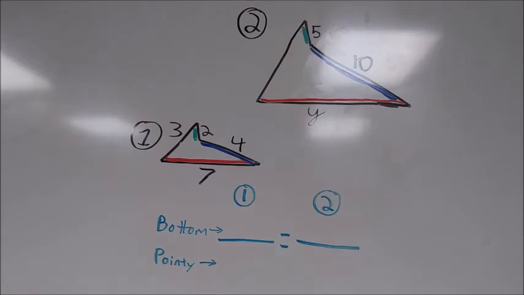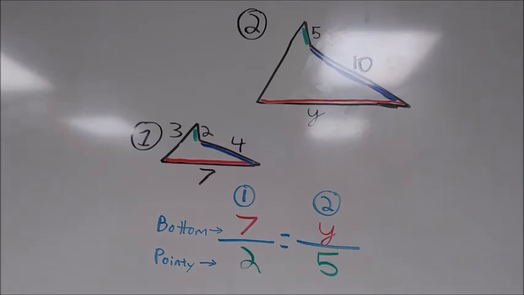I'm going to choose the sides 2 and 5, the pointy bits at the top. Reason: smaller numbers are easy to multiply, so I figured I'd make my job easier. We're going to keep the bottom sides on the top of our proportion and the pointy sides on the bottom of our proportion. Then our first ratio will be for shape 1. Our second ratio will be for shape 2. This gives us the proportion 7 over 2 equals y over 5.